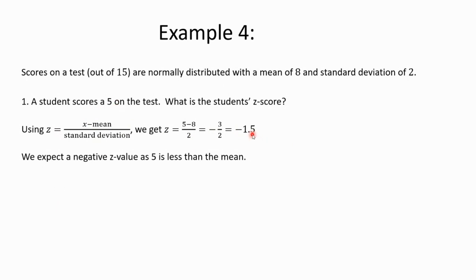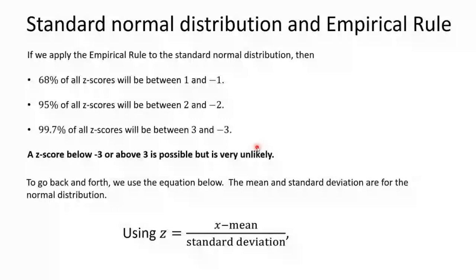And notice that since this is negative, this is less than the mean. And since it's negative 1.5, it's about 1.5 standard deviations less than the mean. So 5 is about 1.5 standard deviations from the mean of 8. Now, since it's about negative 1.5, if you went back to the empirical rule, it is a possible score, so it's not unlikely. If it was, say, negative 3.5 instead, then it would be a score that's unlikely.